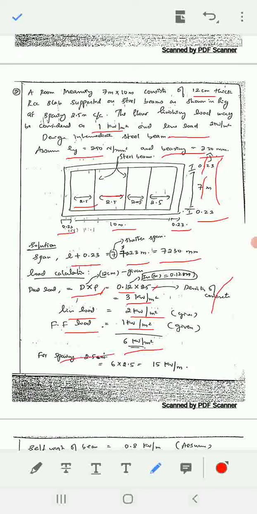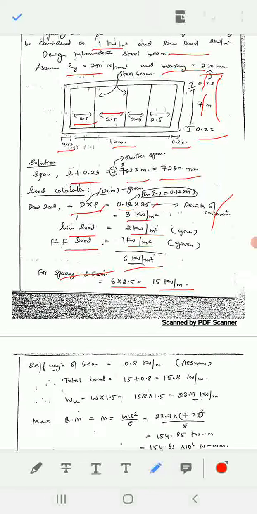Spacing is 2.5 here, right? I have to multiply load with the spacing, 6 into 2.5, you will get 15 kilonewton. Then one more load we have to add, that is self weight of the beam. Self weight of the beam you will assume 0.8. I told how to assume self weight. Then your total load is 15 plus 0.8, you get 15.8. So ultimate load is W into 1.5, that is 23.7 you will get.